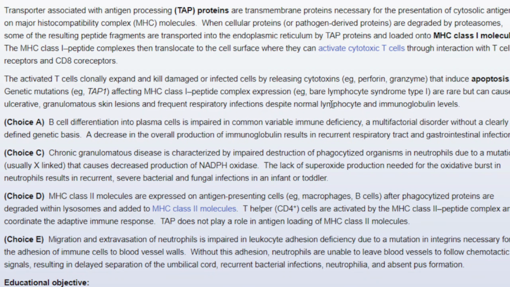Normal lymphocyte and immunoglobulin levels. So remember, if you have these kinds of infections with granulomatous skin lesions and ulcerative lesions, and leukocytes, T cells and B cells are normal and immunoglobulins are normal, you have to think of a TAP gene mutation.